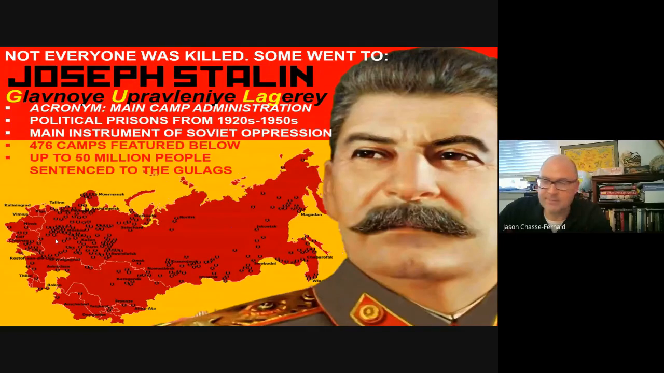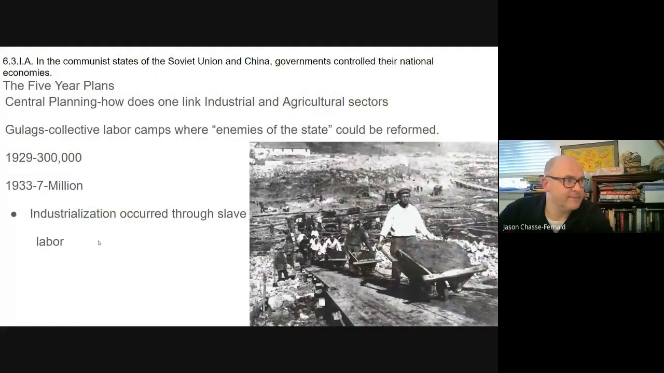Up to 50 million people are going to be sent to the gulags. They will run from the time of Lenin until the time of Gorbachev, but they're going to see their peak use under Stalin. By 1929, you've got 300,000, mostly kulaks, in the gulags. By the time we get to 1933, it's going to be up to 7 million.